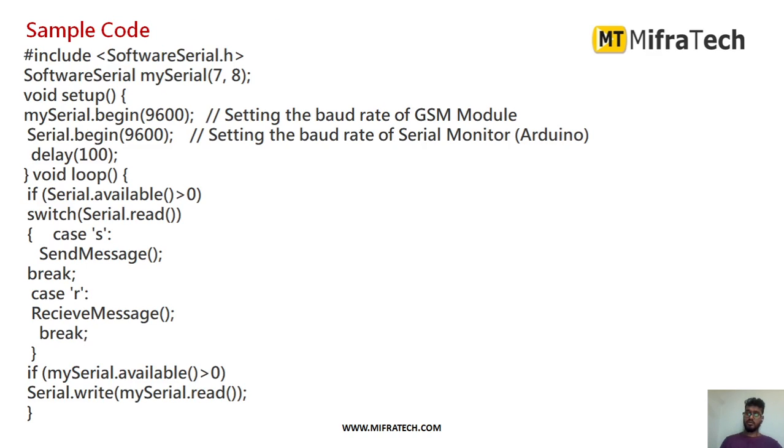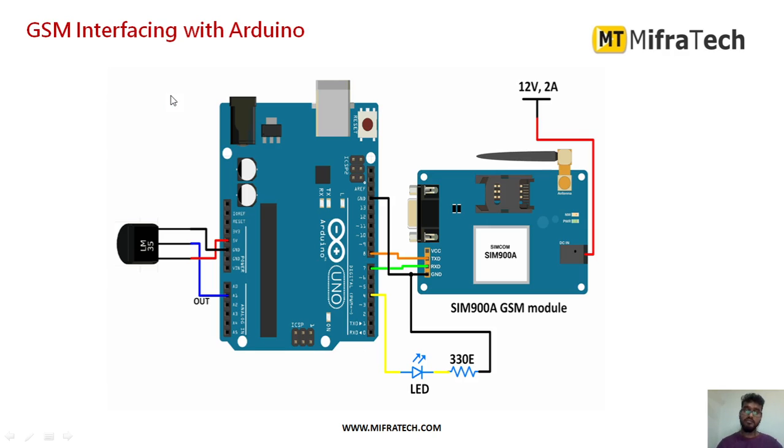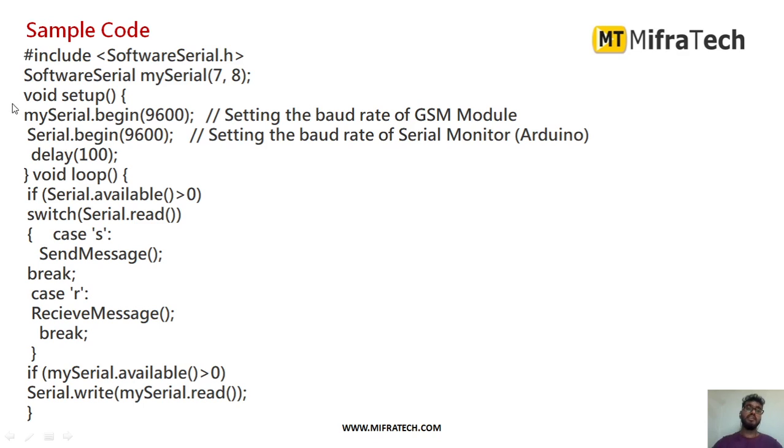Next we'll see how to program it, with a sample code. As it mainly works on serial communication, we have to include this library, that is #include SoftSerial. After that, as I connected it to pin numbers 7 and 8, I am defining here SoftwareSerial mySerial(7, 8). After that, we'll define the baud rate: mySerial.begin(9600). While sending and receiving messages, we can display them in the serial monitor, so I'm setting the baud rate of the serial monitor also using Serial.begin(9600). Then I'm giving a 100 millisecond delay.